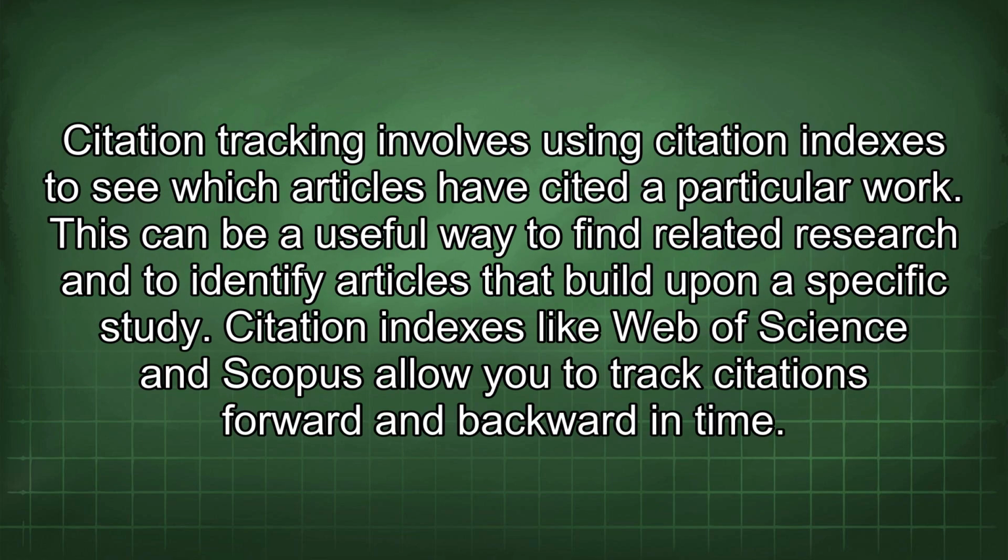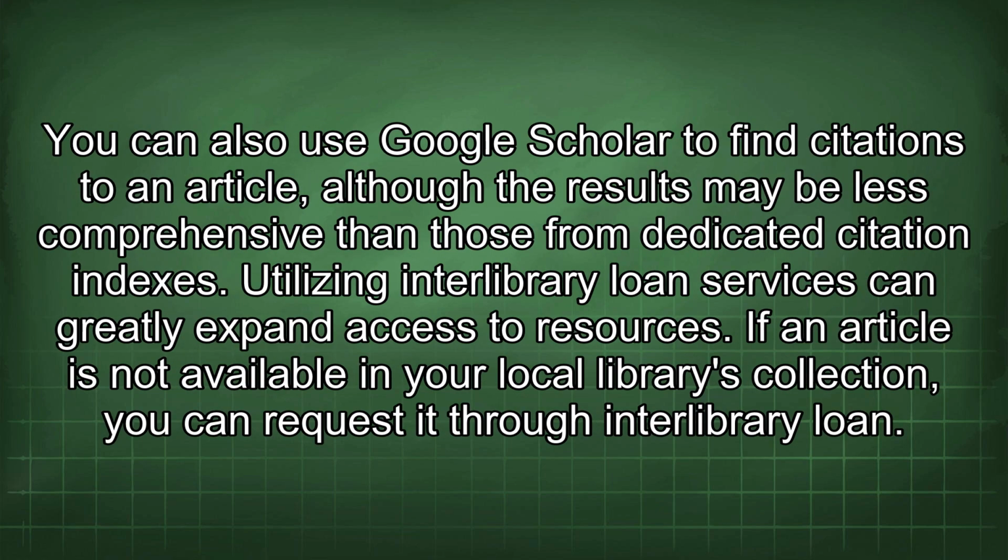Citation tracking involves using citation indexes to see which articles have cited a particular work. This can be a useful way to find related research and to identify articles that build upon a specific study. Citation indexes like Web of Science and Scopus allow you to track citations forward and backward in time. You can also use Google Scholar to find citations to an article, although the results may be less comprehensive than those from dedicated citation indexes.